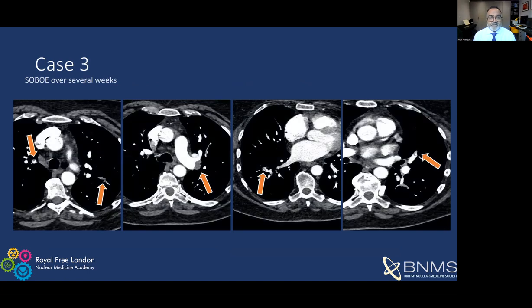Case number three, this is a patient who's been short of breath on exertion over several weeks. And the CTPA in this case shows some filling defects in the segmental and subsegmental branches of the pulmonary arteries. But there's also some evidence of recanalization. So some of these thrombi are not occlusive, and there's some recanalization. There's some mural thrombus here. So this is potentially someone with chronic thromboembolic disease, or perhaps acute on chronic thromboemboli.